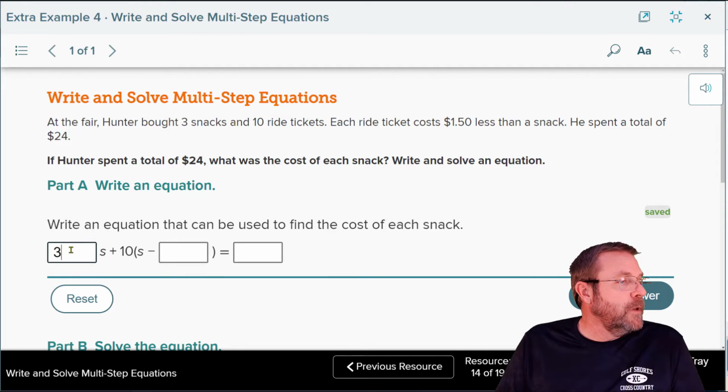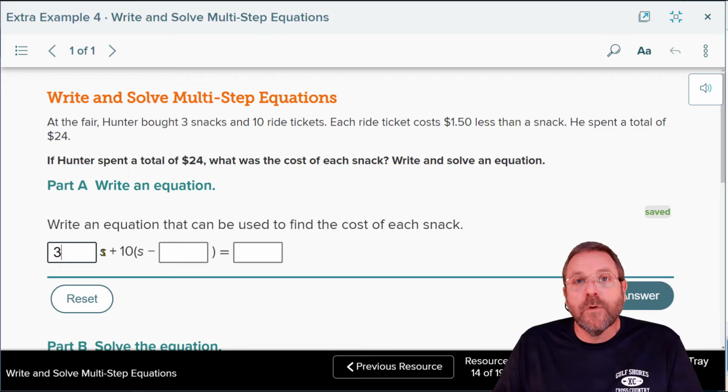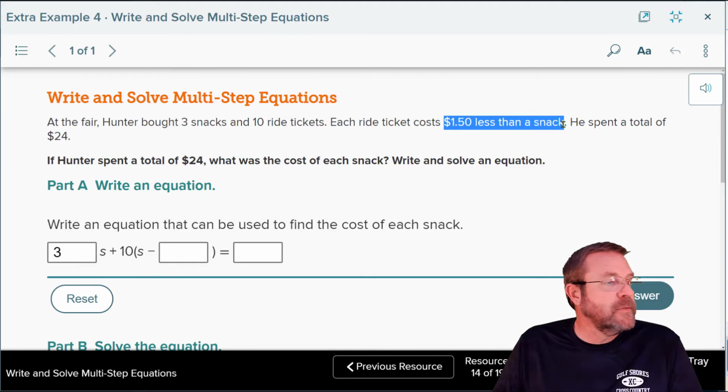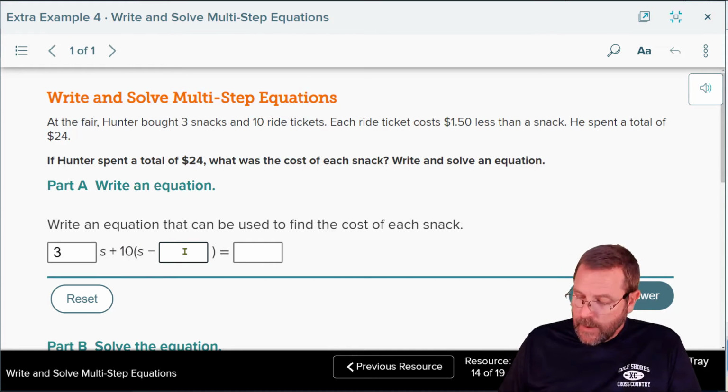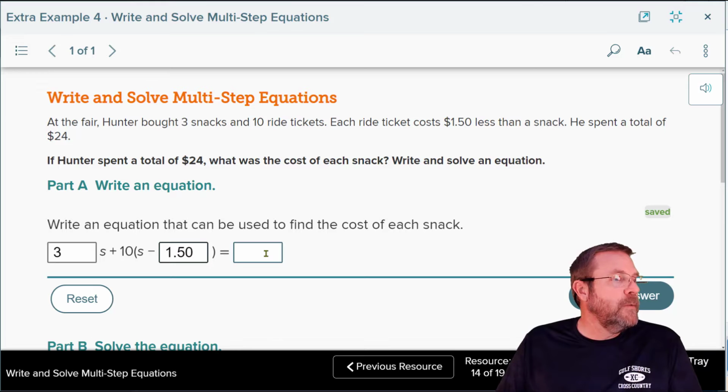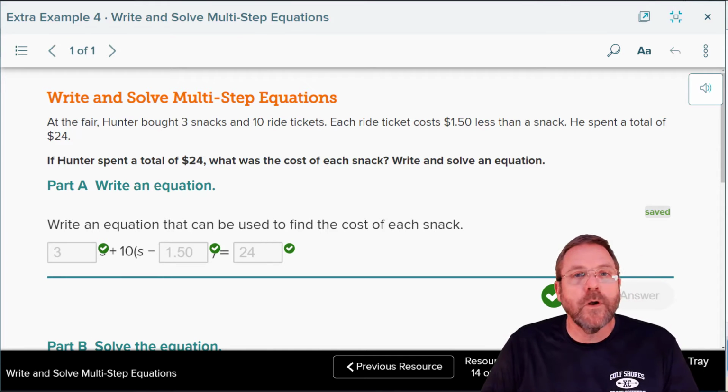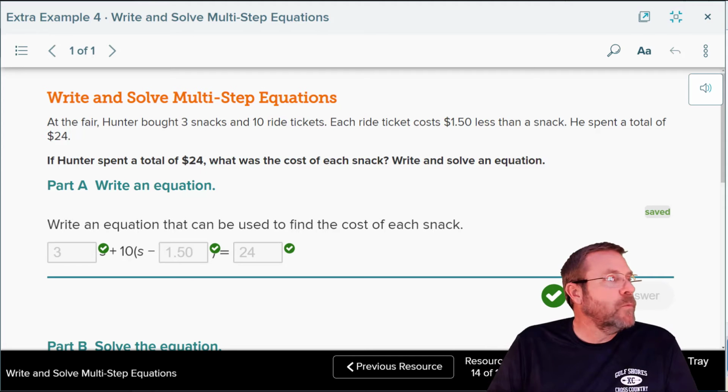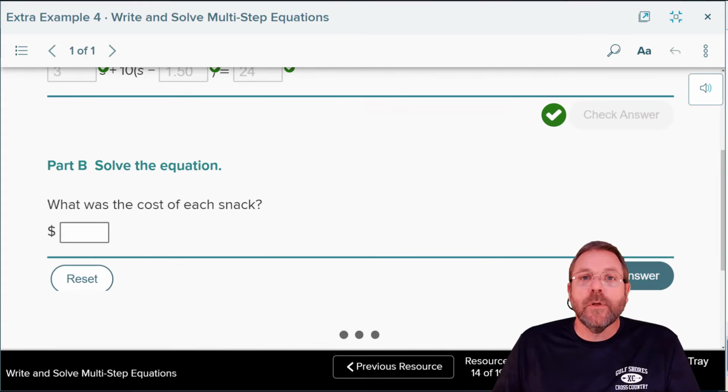So we're going to say 3 times S is going to equal the cost of the snacks. And we also know that each ride ticket was $1.50 less than the snack. And he had 10 ride tickets, so right here you've got 10 times the cost of the snack minus $1.50. And what did that equal for a total? That equaled a total of $24. That's the equation we're going to work with for this one. From there, you guys go ahead and solve it on your own, and then check your answer down below.